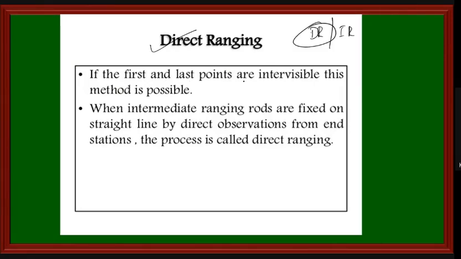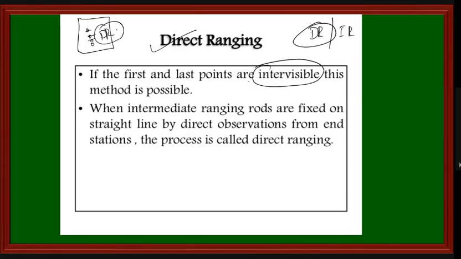If the first and the last point are intervisible, this method is possible, so we will go for direct ranging. Say you are sitting in a classroom. You can see the first person, and you can see the last person sitting on the desk, and we sit in a straight line. This is called direct ranging.